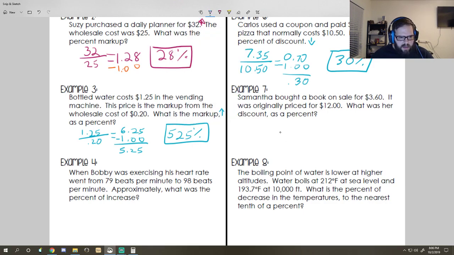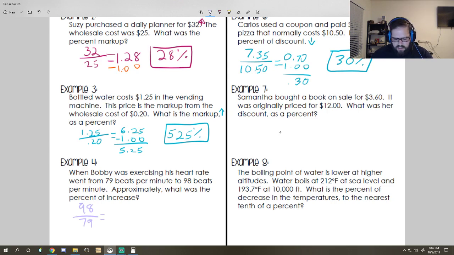So let's go down to example number 4. It says, when Bobby was exercising, his heart rate went from 79 beats per minute to 98 beats per minute. Approximately, what was the percent of increase? We know it went to 98, so the amount of change goes on top. Then our 79 is what it started at, which is our original amount.